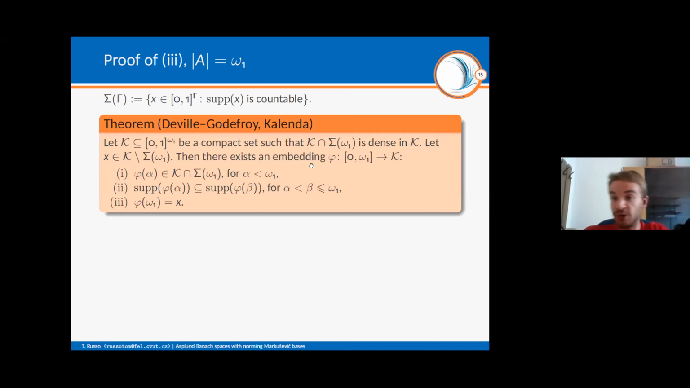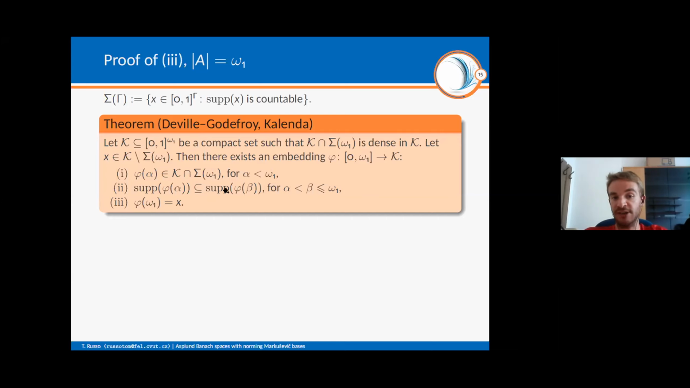And so you can find an embedding of [0, omega_1] because of the Wilcox result. But Kalenda's result is more precise because it tells us exactly what this embedding looks like. The first property is that the embedding phi maps every countable ordinal into the sigma subspace. So if alpha is countable, phi of alpha is in the sigma subspace. The last point, omega_1, goes exactly to this selected point outside. And then we have this monotonicity condition.